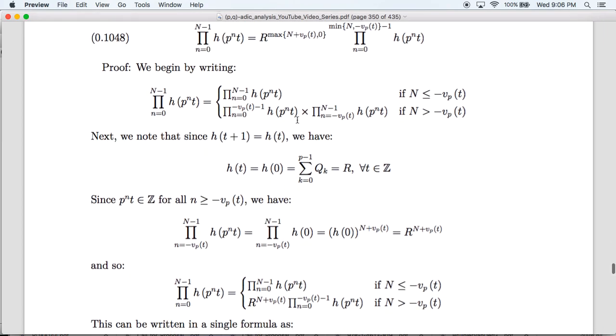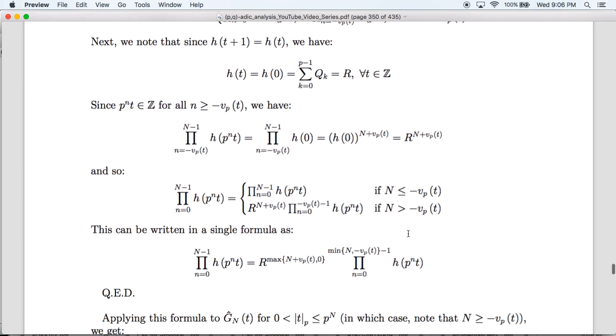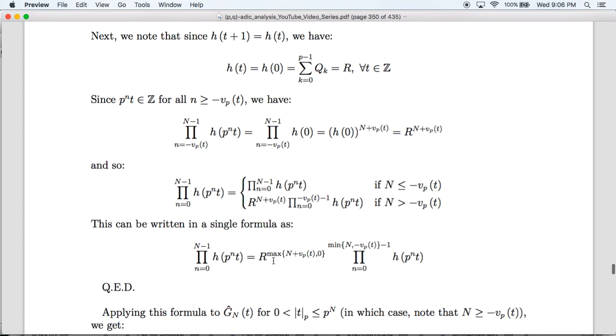And in particular, looking at this h of 0 right here, we're multiplying it a total of n minus 1 minus negative vp of t plus 1 times, and then this gets us r to the n plus vt. And the maximum and minimum here are used to make this work as a single formula.